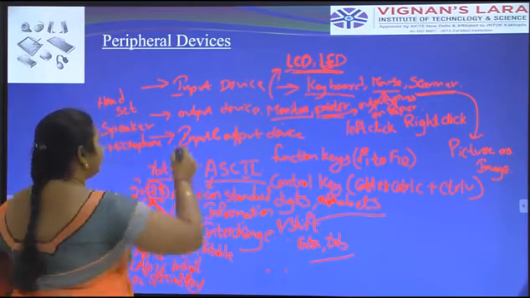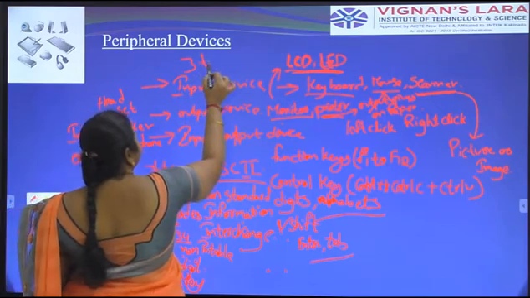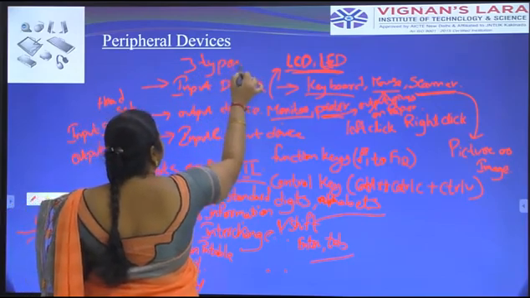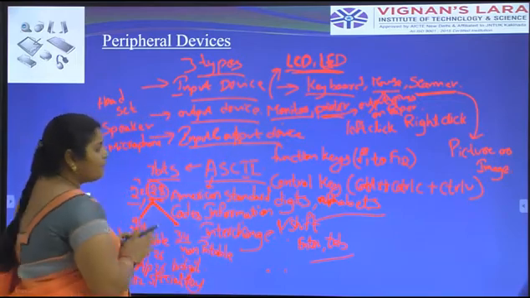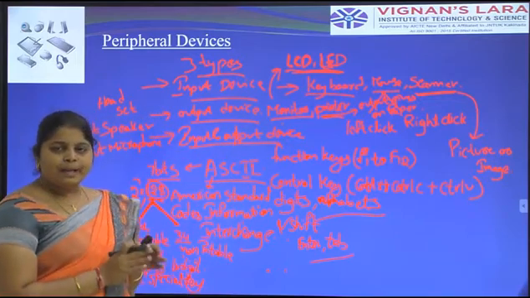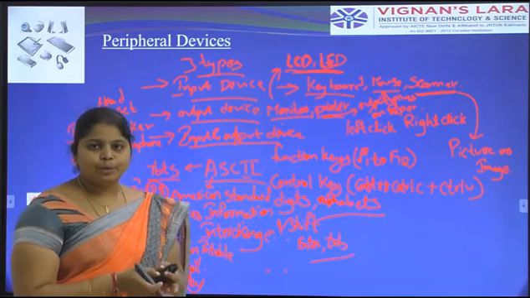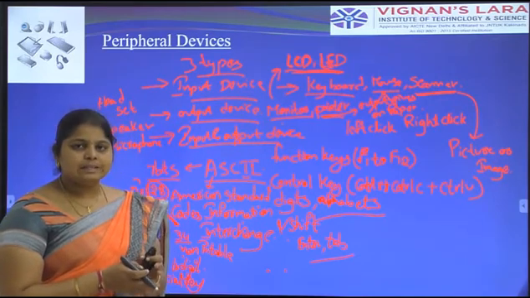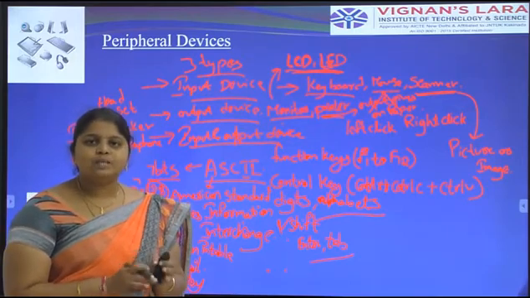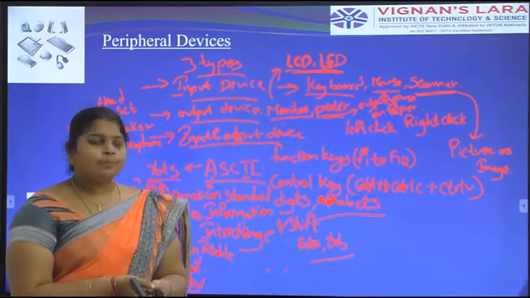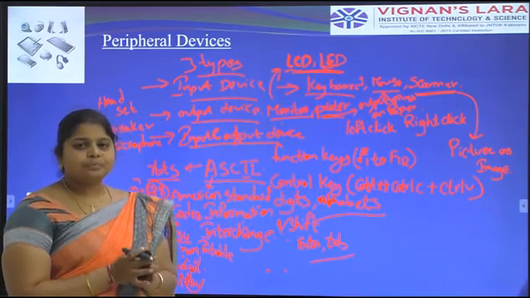They mainly consist of three types: input device, output device, and input and output device. Input devices are used mainly to give input to the computer. The best examples of input devices are keyboard, mouse and scanner. With the help of keys on the keyboard we can give input to the computer.